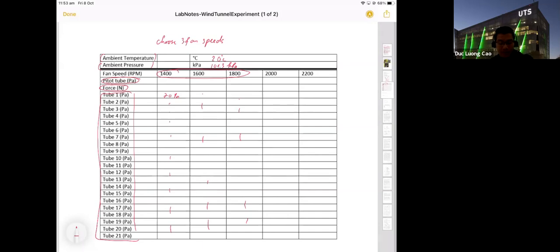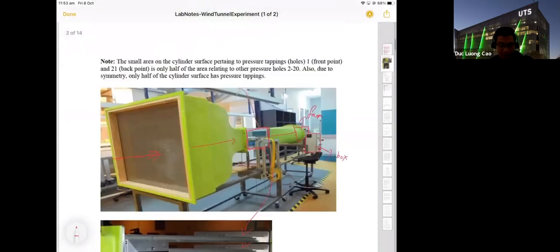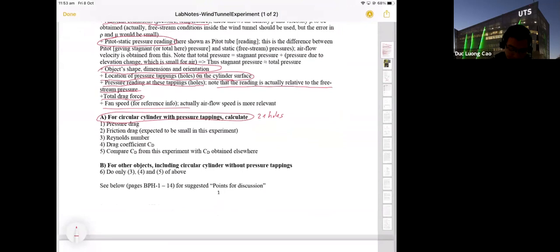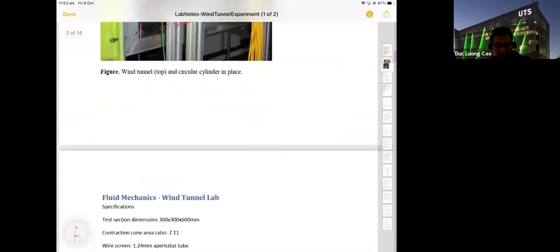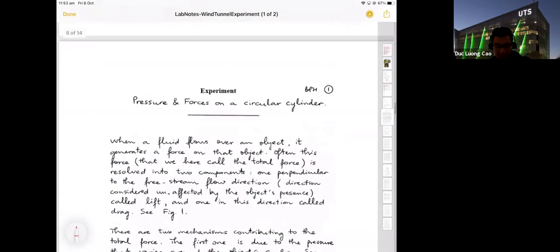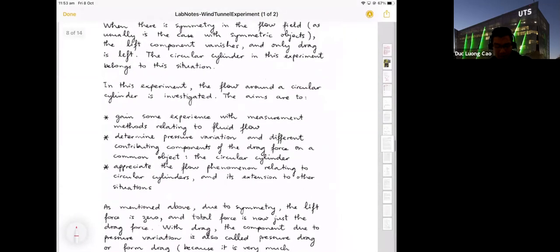Okay, this one is part A, and what you have to do is 5 steps here. You find pressure drag, friction drag, Reynolds number, drag coefficient CD, and compare CD from the experiment with CD from elsewhere. You have 5 steps. And in this lab note, I give you some instructions here.